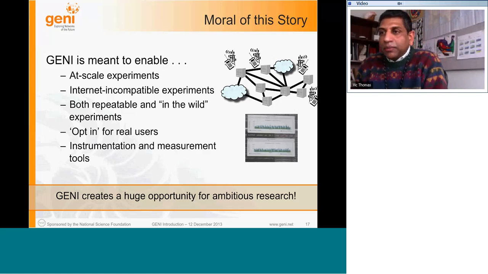I already talked about using real users, having people opt in to use your services. And GENI also has instrumentation and measurement tools. As you can imagine, you want good instrumentation to be able to do performance studies and things like that. So there are a number of instrumentation and measurement tools available on GENI.